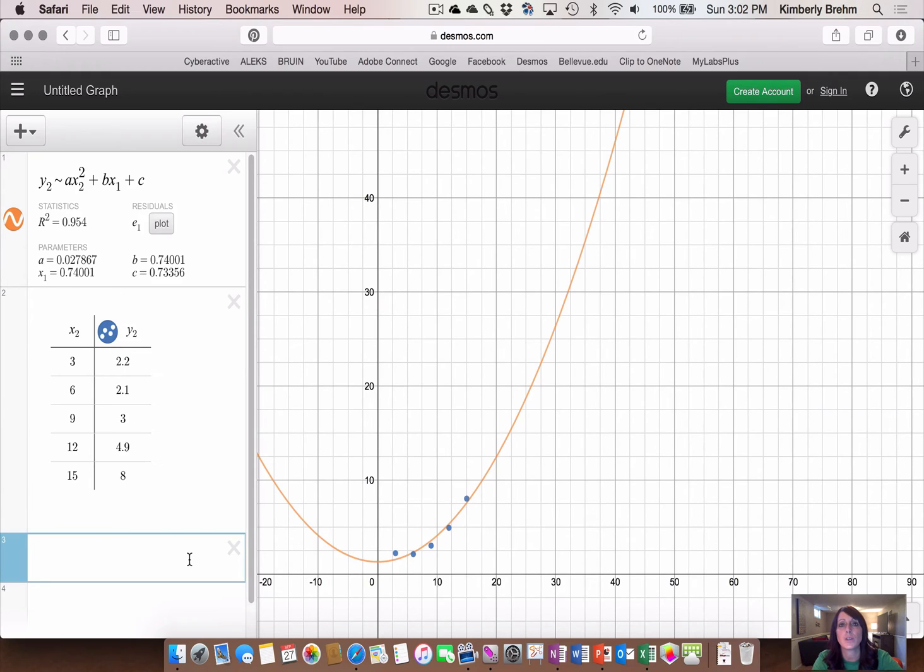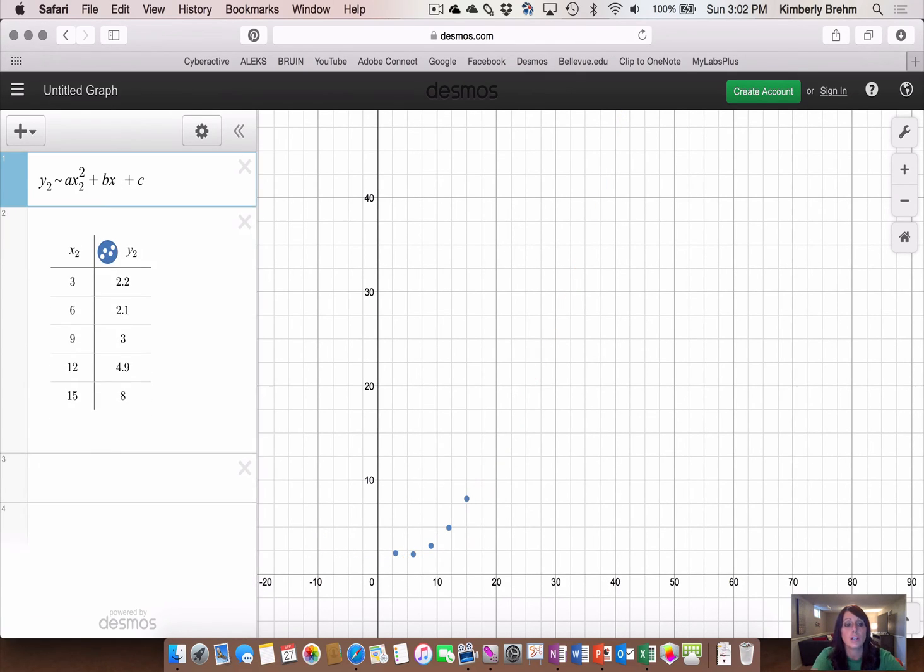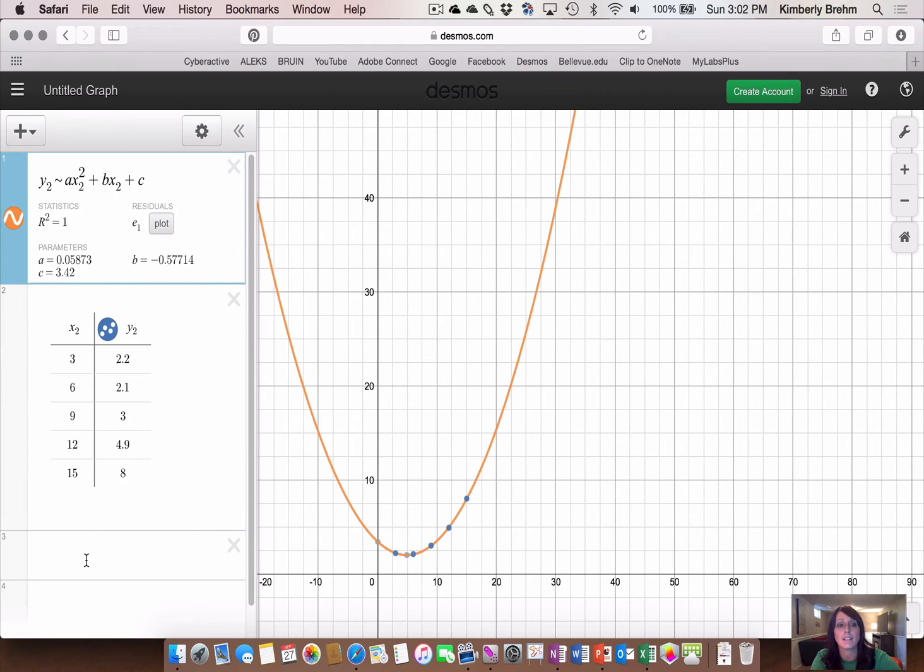I have chosen to use Desmos to write my model. As you can see, I've entered in the values from the table, and I've let Desmos do the work. Notice in this case, because I pasted on top of my other function, my table values are now x2, y2, and so in order to make that work, I had to change my x's to x2s and my y to y2.